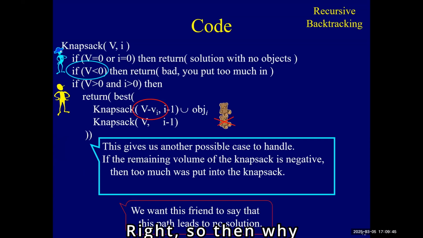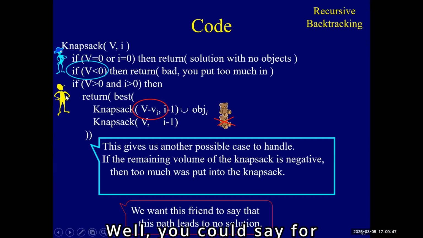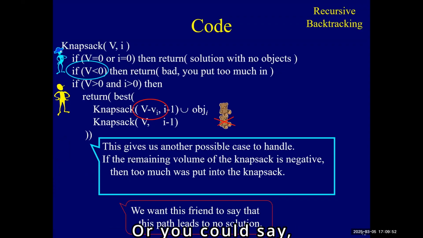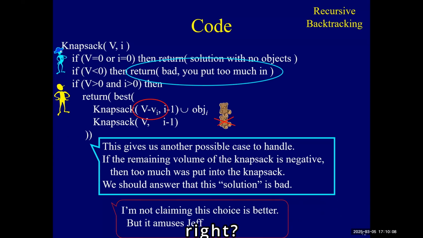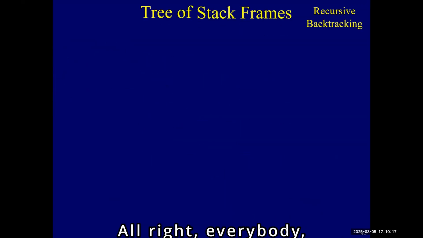Right. So then why did I put in this extra case? Well, you could say for software engineering, it's handling more cases. Or you could say, yeah, it's handling more cases, so my friends, I don't have to worry so much. And now we're saying, no, this is not a good solution. Back off. We say the quality is negative infinity, right? It's really bad. Why do I do this? It amuses me.